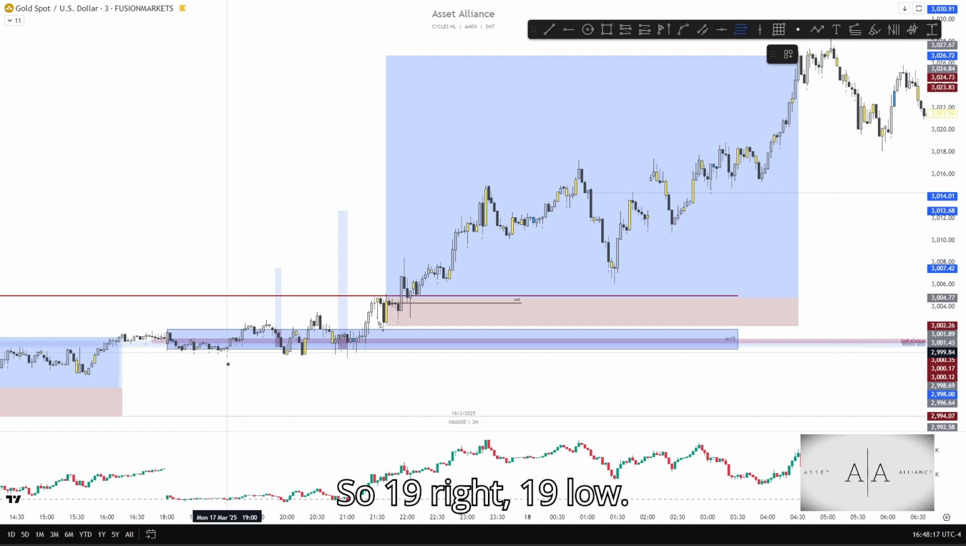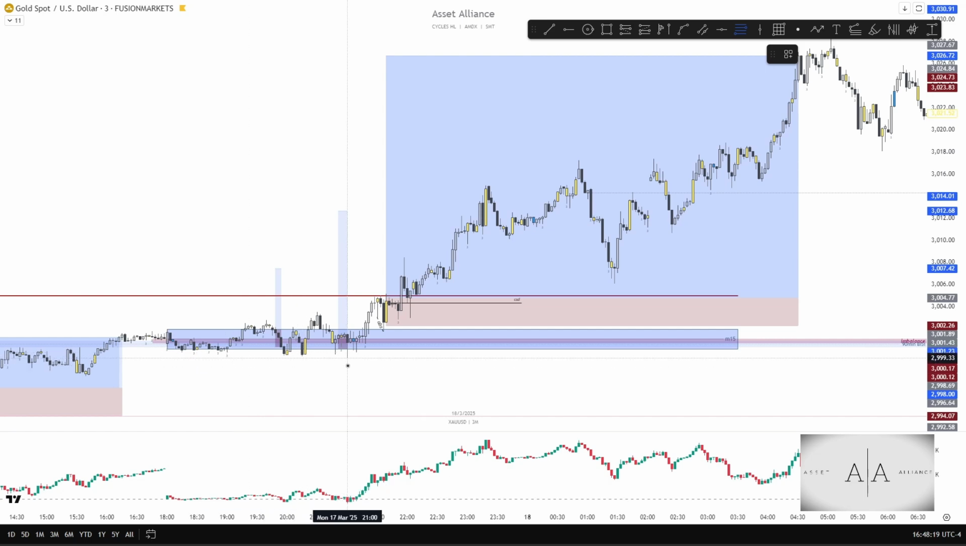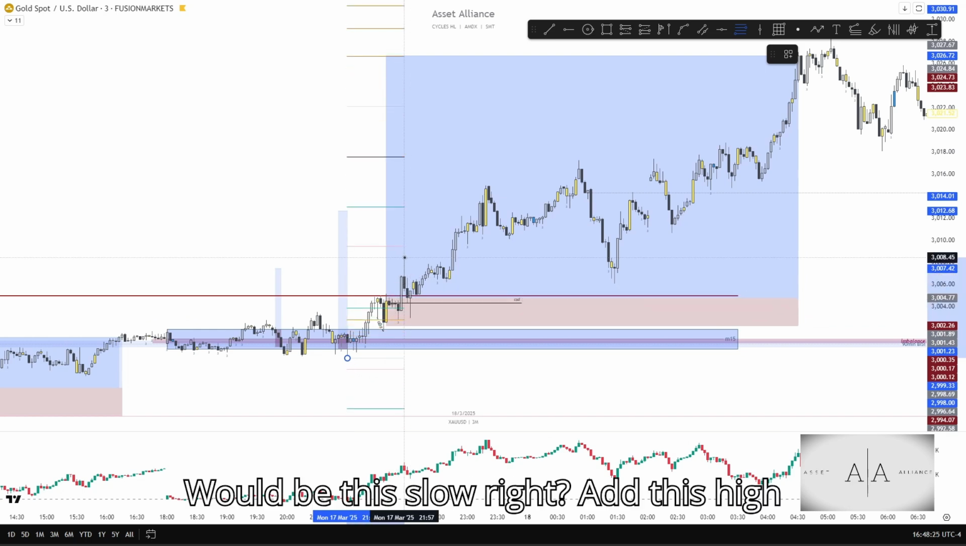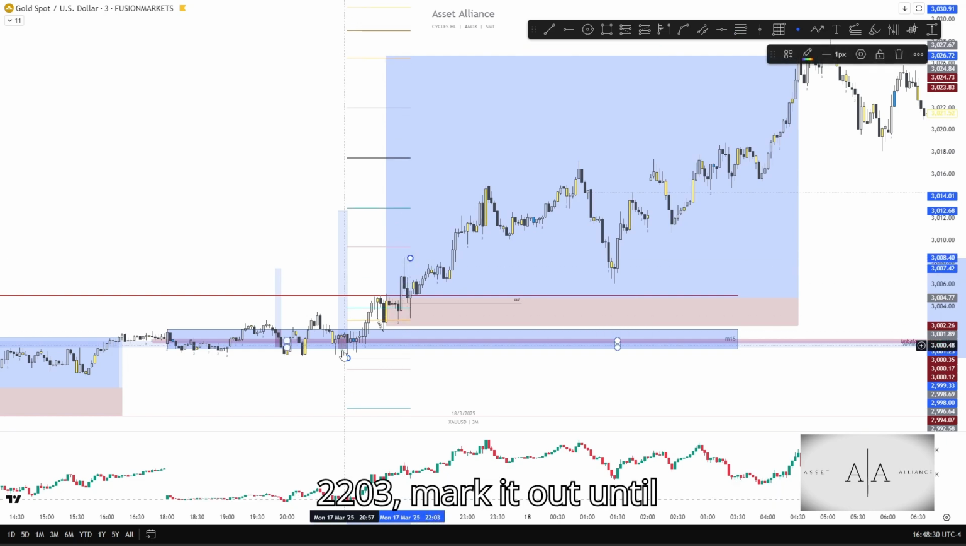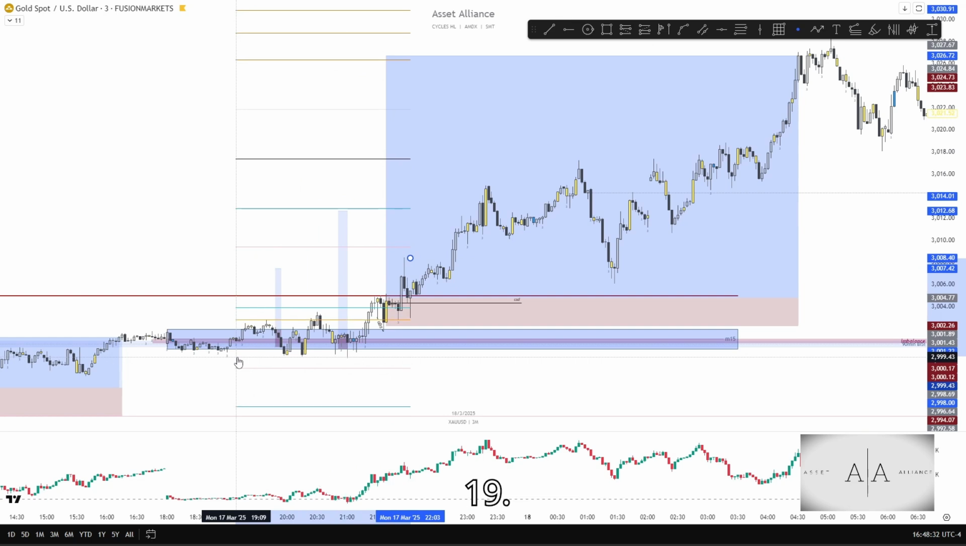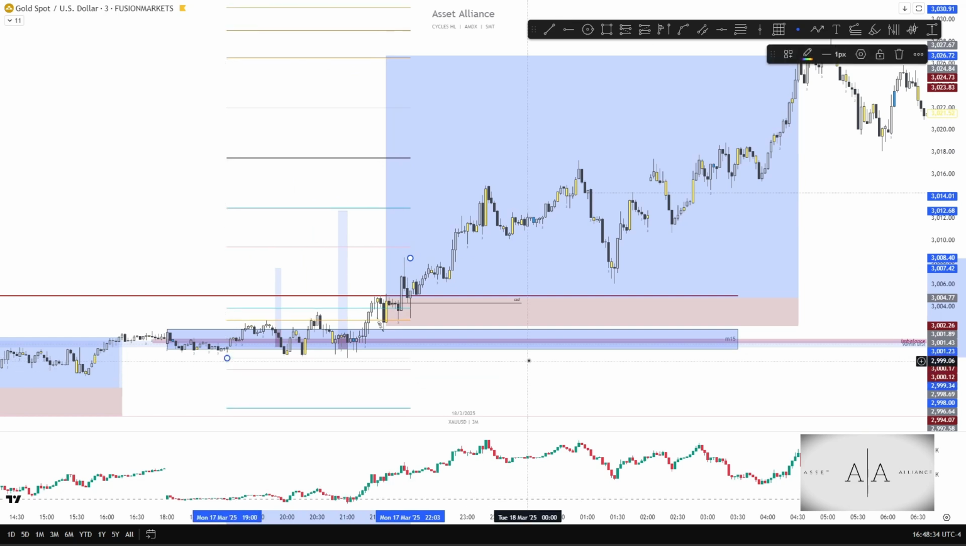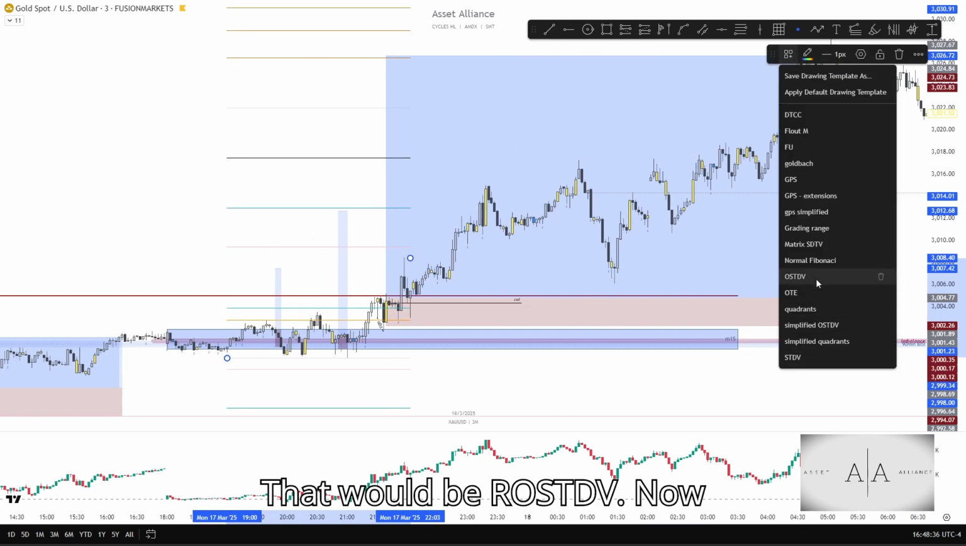So 19, right? 19 low, 21, so 2203 would be this low, right? At this high, 2203. Mark it out until 19. That would be our OSTDV.